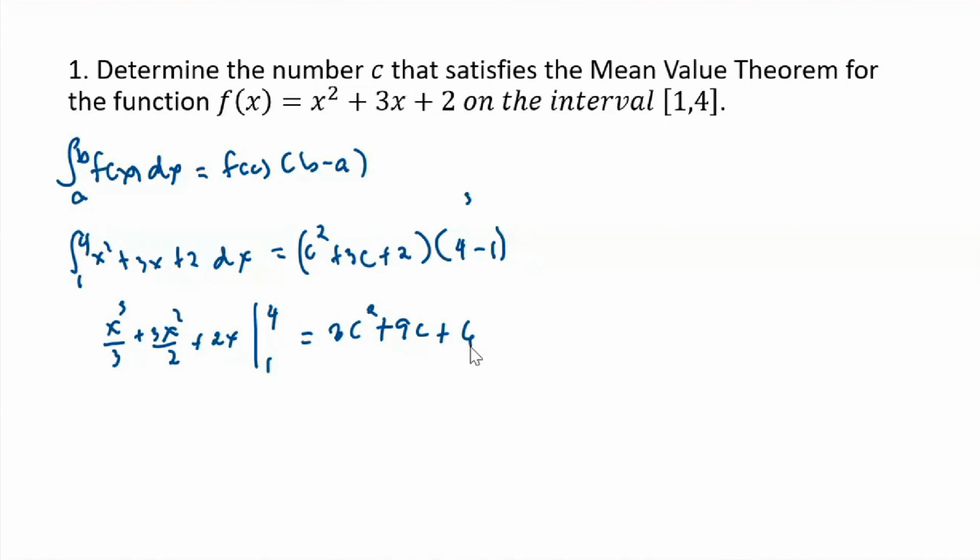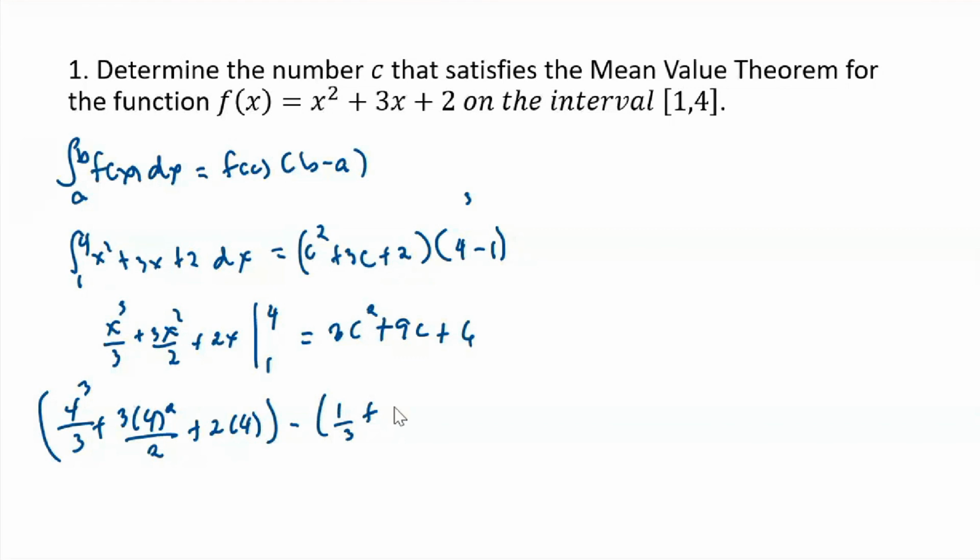Then, for the next line, we're now going to evaluate. By using the fundamental theorem of calculus, we can write 4 cubed over 3 plus 3 times 4 squared over 2 plus 2 times 4. So this is now your f(b) minus f(a). We have 1 cubed is 1 over 3 plus 3 times 1 squared is just 3 over 2 plus 2 times 1 is just 2. So that is now for the left side. And then I will just copy the right side, 3c squared plus 9c plus 6.